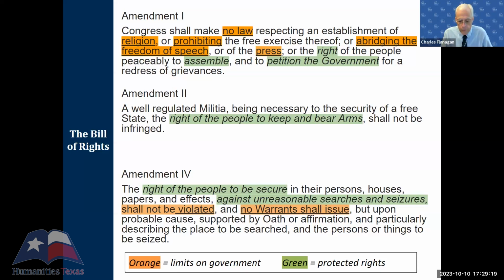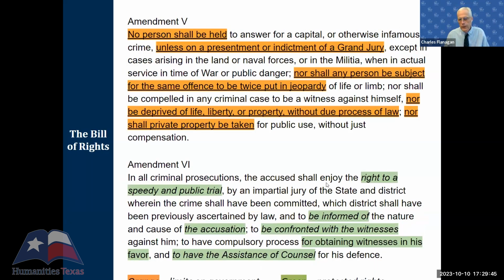So Amendment 4, the right of the people to be secure. You notice it's a right and it's protected. It's going to be protected against unreasonable searches and seizures. And then you notice it switches to a restraint on government. That right shall not be violated, and no warrant shall issue, but upon probable cause, etc. And if you go to the Fifth Amendment, it's a series of limits on government. And notice the Sixth Amendment is like the opposite. It's a series of protected rights.